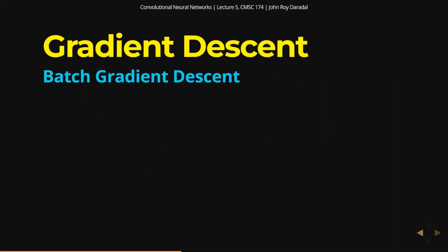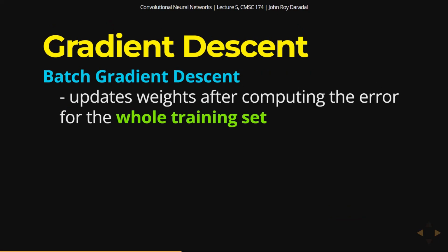Now the opposite of this is something called batch gradient descent, wherein you only update the weights after computing the error for the whole training set. You look at each training sample and compute their errors, but then you just compile them, and once you have already looked at the whole training set, that is when you update the weights, because you've been computing the error as you go through each training sample, right? So you do the update once after seeing the whole training set.